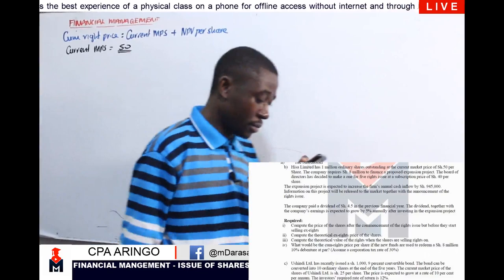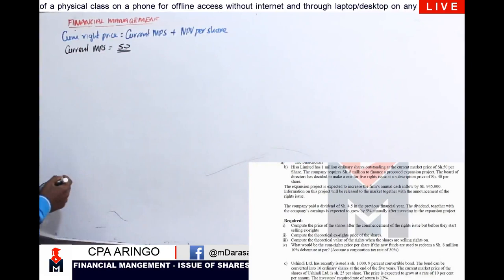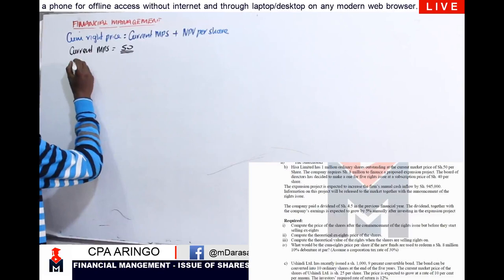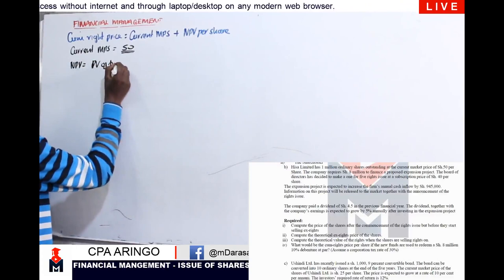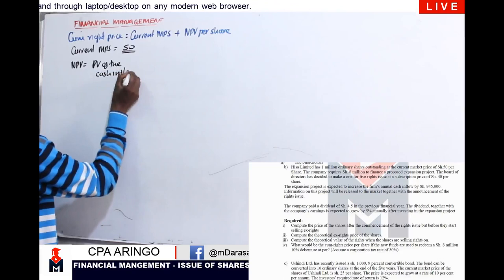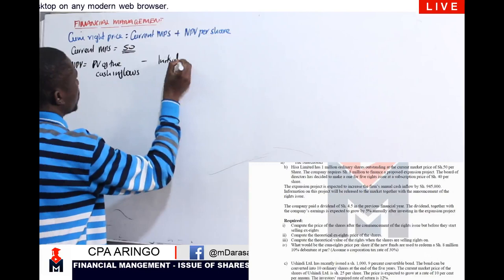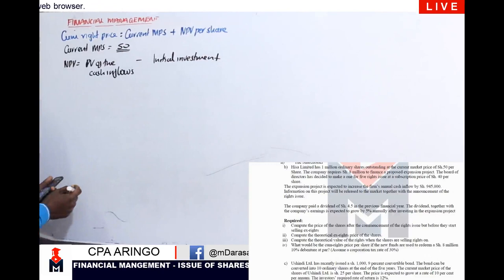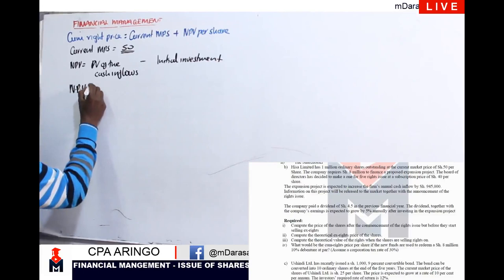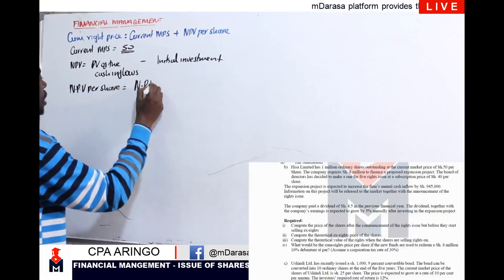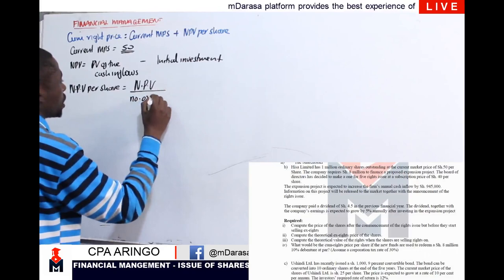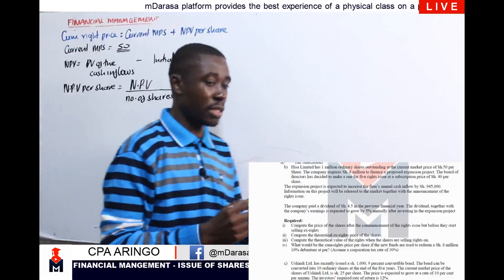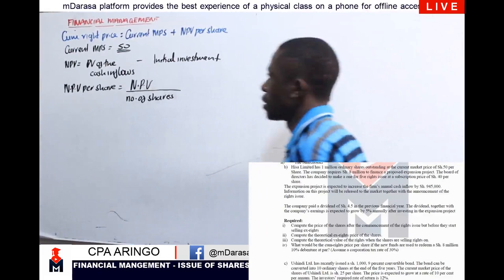What about the NPV per share? Remember, for us to determine NPV, we normally talk of the present value of the cash inflows minus our initial investment, or in this case, cost. And for us to determine the NPV per share, we take the net present value of the cash flows and divide by the number of shares. That will give us our NPV per share. So breaking it down, let us see what we'll be having. Do you have the present value of the cash inflows?